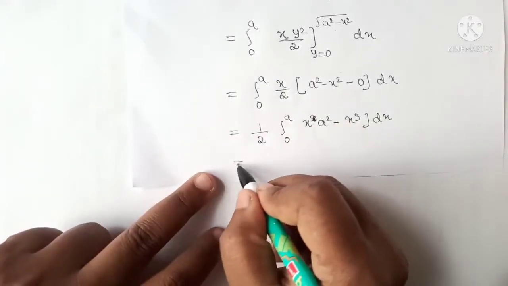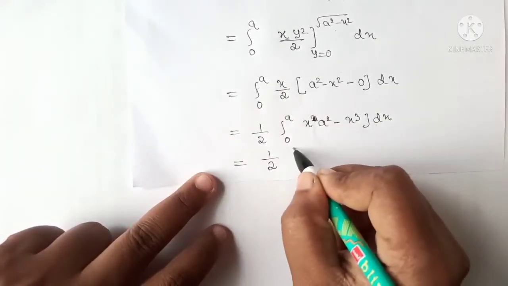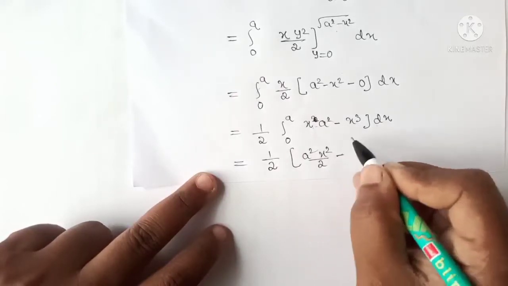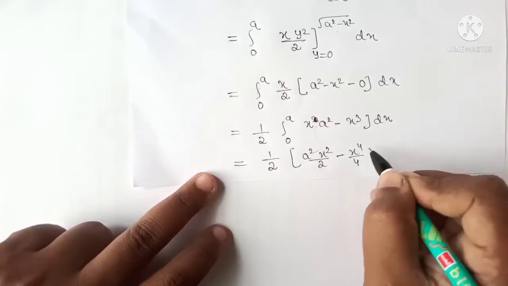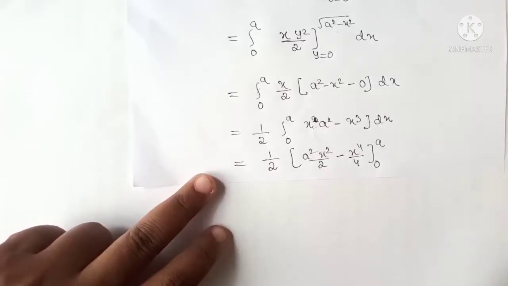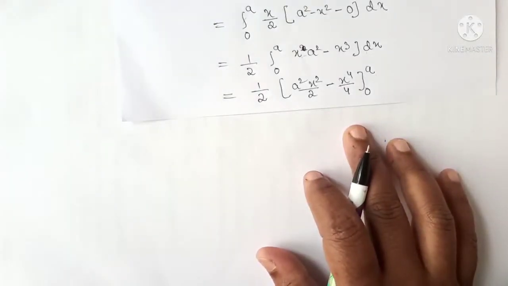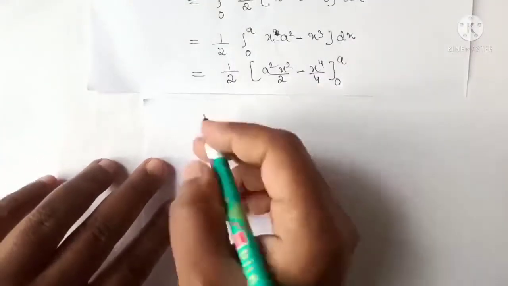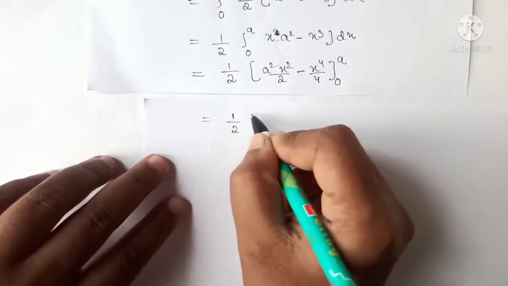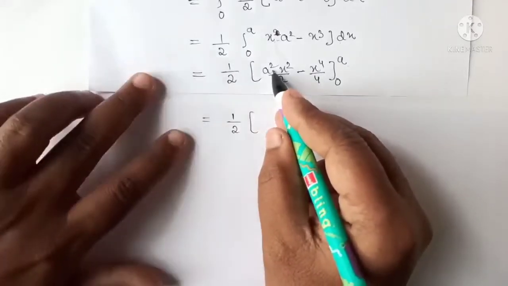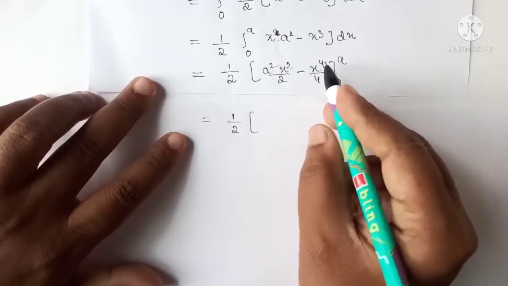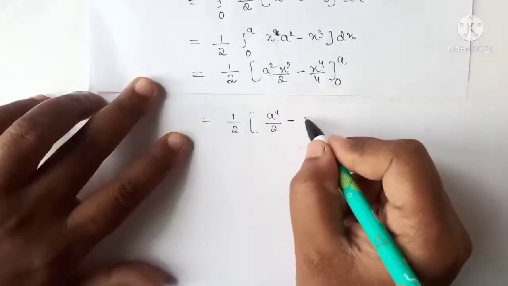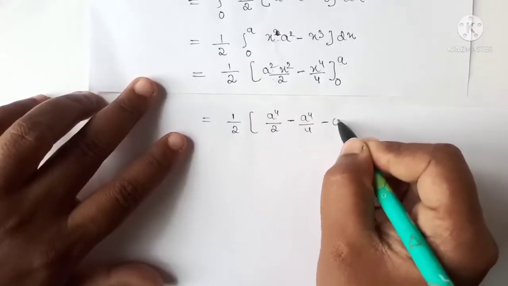Now integrating with respect to x, we get 1 by 2 times, x a square, a square being constant, integration of x is x square divided by 2, minus x cube, integration x power 4 divided by 4, and the limits are 0 to a. Next we evaluate these limits. Substituting the upper limit, x equals a, that means a square into a square, we get a power 4 divided by 2 minus a power 4 divided by 4, and the lower limit is 0.